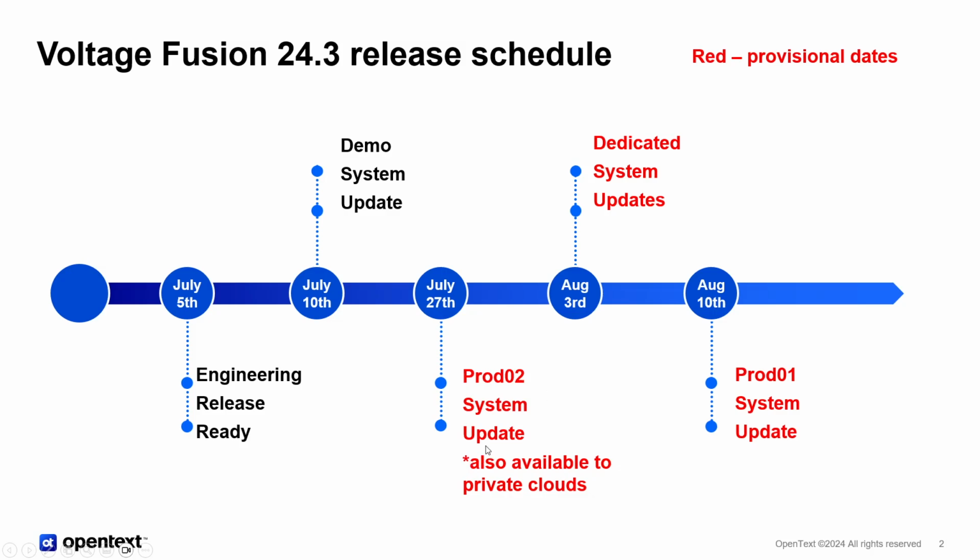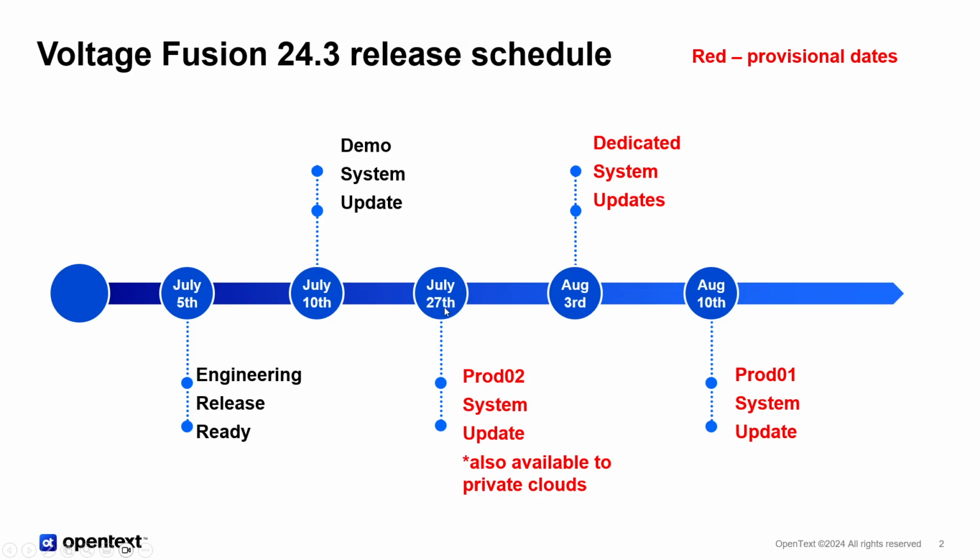The dates that I have in red here are the provisional dates. So we always update the demo system first, give you a chance to look at the features, and then we plan the deployments out onto the production deployments. And of course, all production systems go through a change process, and we will notify customers on Proto 2, Proto 1, and the dedicated systems. And the operations teams will send an official notification with these dates.